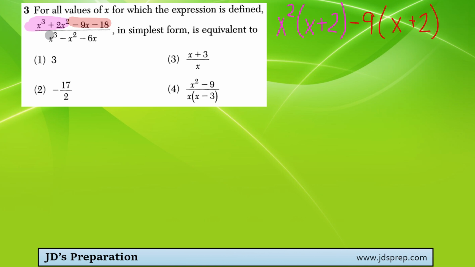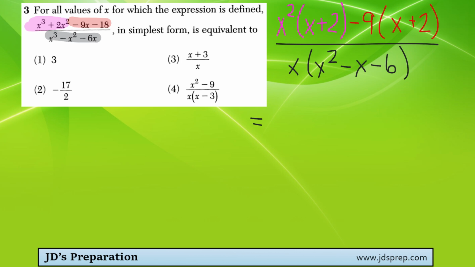And then looking at our denominator, I can see we can factor out an x. They all have an x factor we can factor out. And we'd be left with x squared minus x minus 6. Great. Now we can move on to factoring this a bit further.